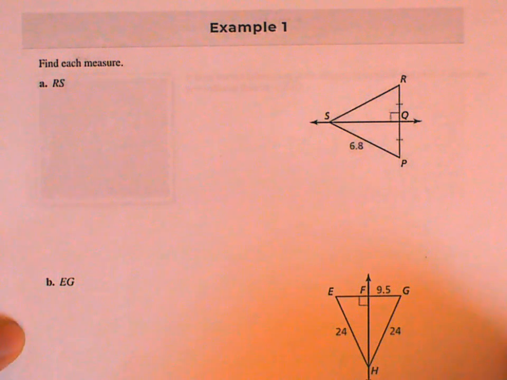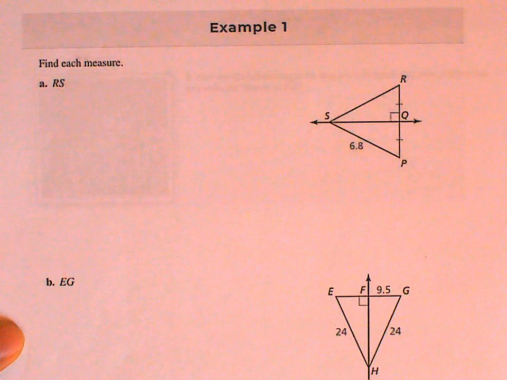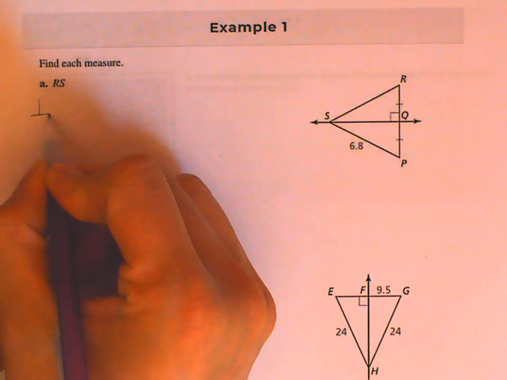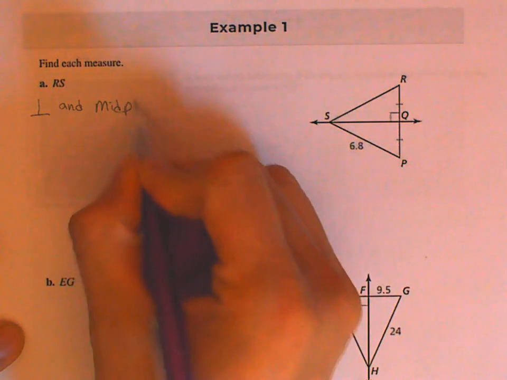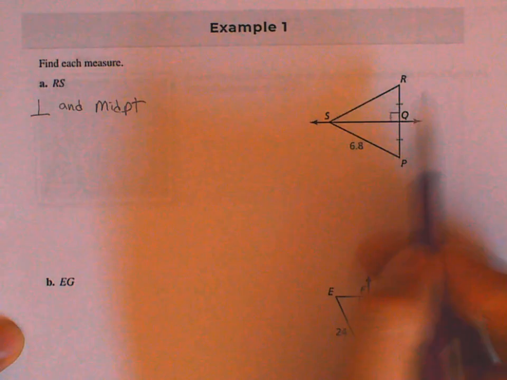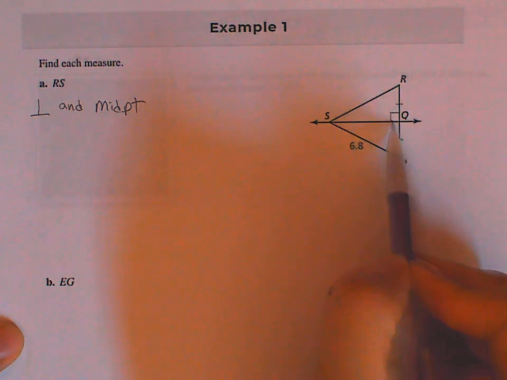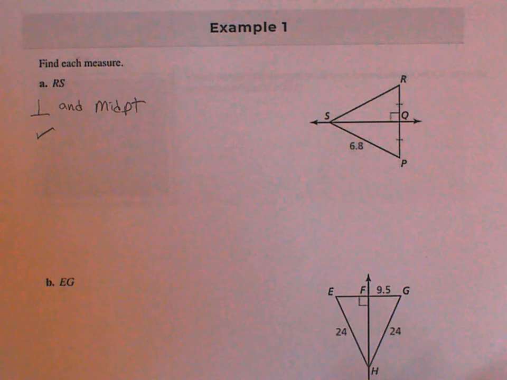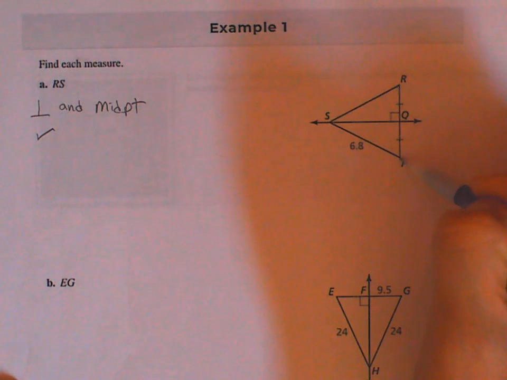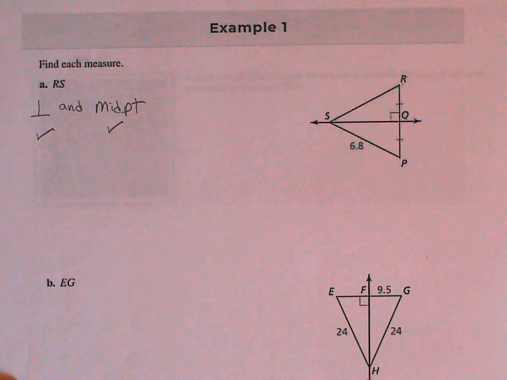For example number 1, it says, find each measure. They want me to find the measure of RS. The first thing I want to ask myself is, is this a perpendicular bisector? You have to check for 2 things. One, are the lines perpendicular? And is it intersecting at the midpoint? Looking at this diagram, you can see that this is a right angle, so they are perpendicular. Is the other one at the midpoint? How do you check? You check to see if these two are marked congruent, and you can see that they are. So yes, it is at the midpoint.